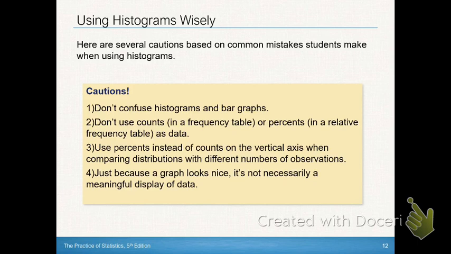Make sure when you make a histogram, your y-axis is allowed to be either counts or percentages, but if you need to compare 2 groups, then you need to have percentages. And be careful about interpreting the graph. Sometimes a graph is nice looking, but it's not particularly useful.